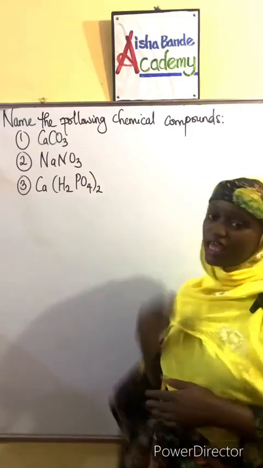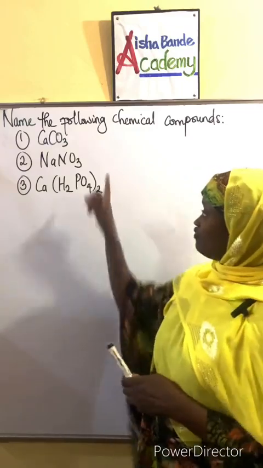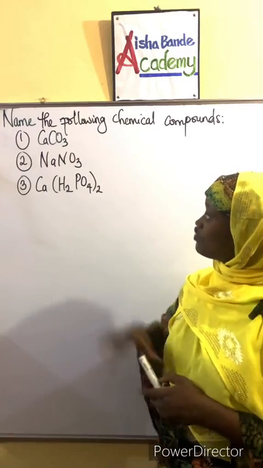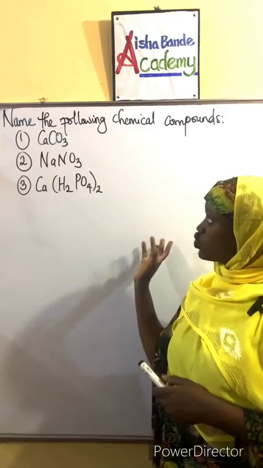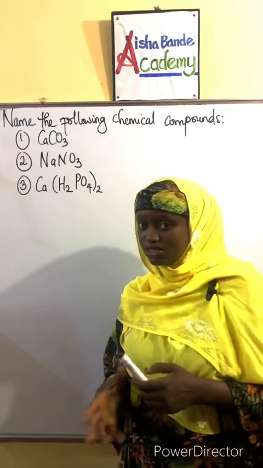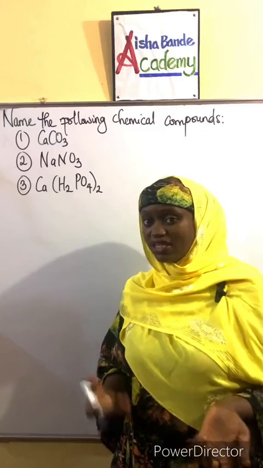So, we are asked to name the three chemical compounds we have on the board. Let's begin. The first compound is CaCO3, right? Before we begin naming compounds, first we need to know that naming of compounds means we are naming them according to their IUPAC names. IUPAC means International Union of Pure and Applied Chemistry.